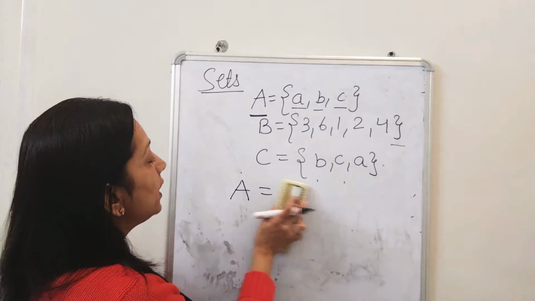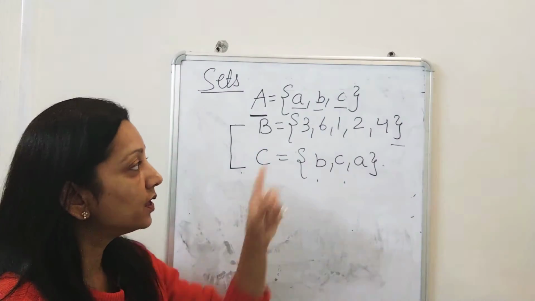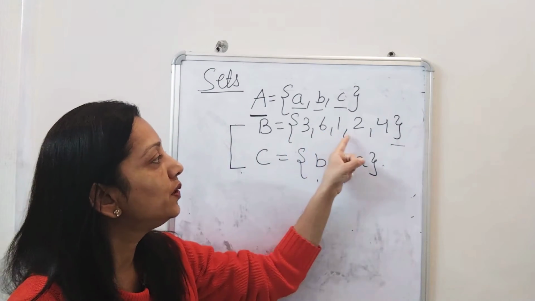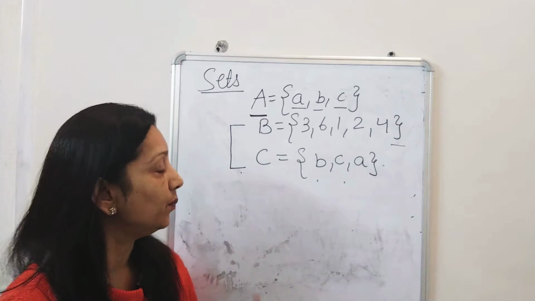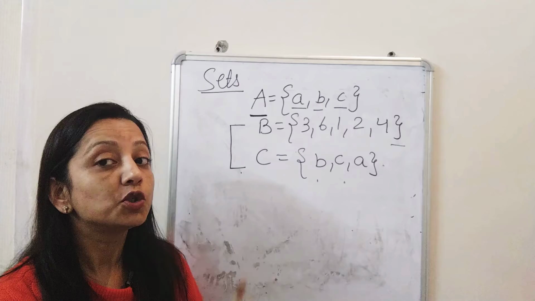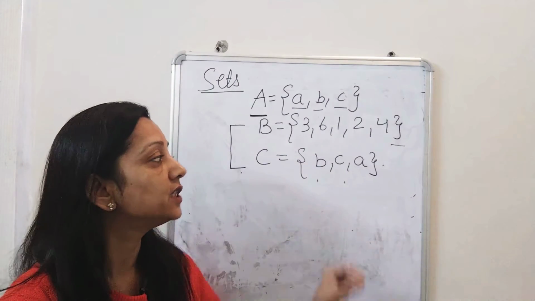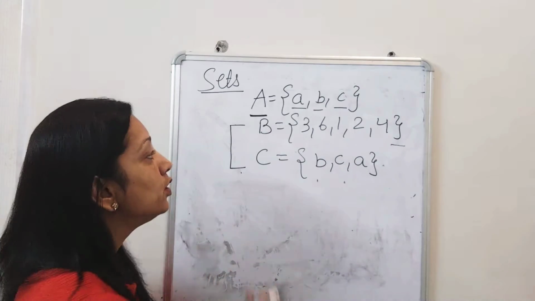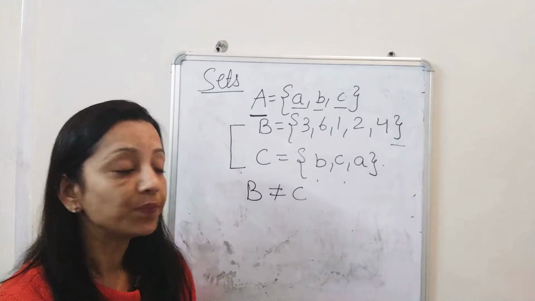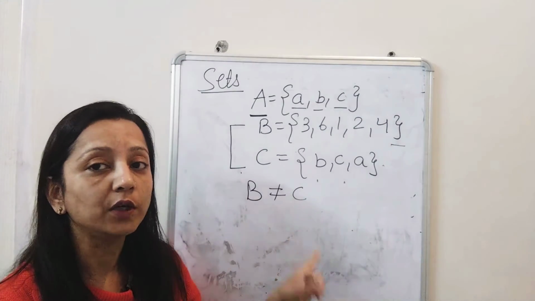Now moving on, if we take set B and set C. First criterion, first we will consider the number of elements in B: 1, 2, 3, 4, 5. 5 elements in set B. Number of elements in C: 1, 2, 3. 3 elements in set C. So, are the number of elements in both the sets equal? No. They are not satisfying the first criterion itself. So, in that case, B is not equal to C. So that means B and C are unequal sets.